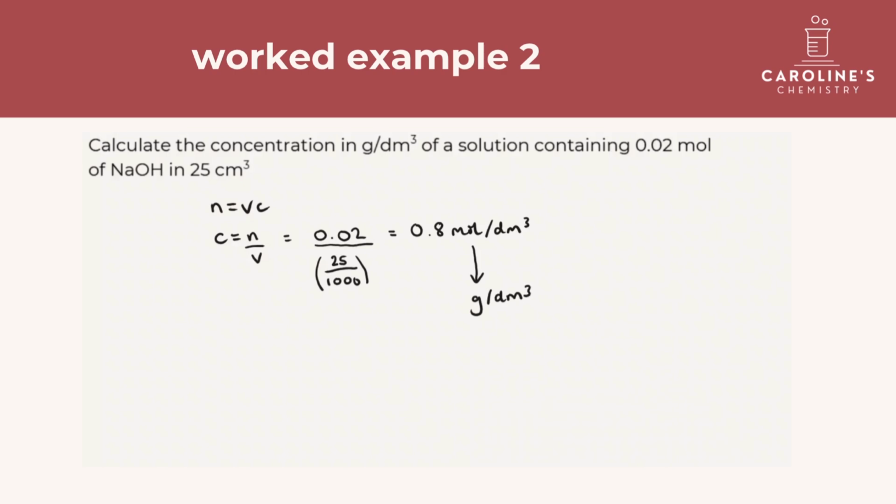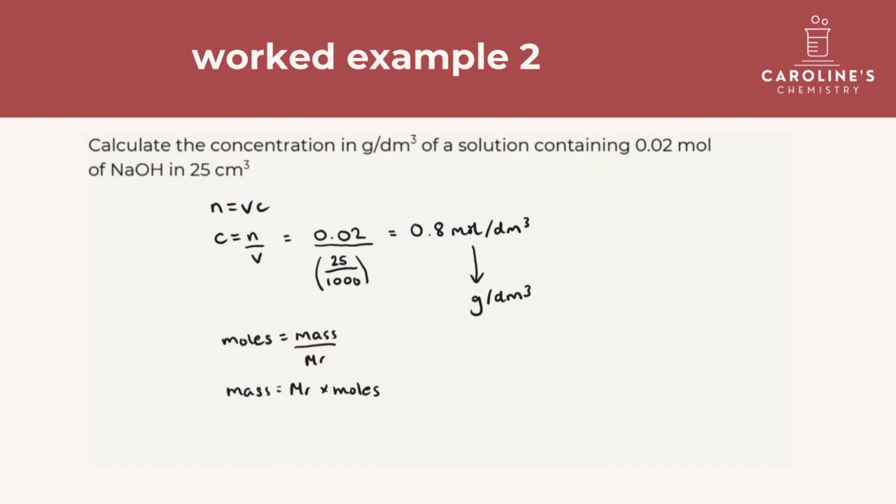How do we convert from moles to mass? Because grams are the units for mass, right? Well, we need another equation. So we're going to use our moles equation. Moles is equal to mass divided by Mr. We are trying to find the mass, we're trying to convert into grams. So let's rearrange this. Mass is equal to Mr times the moles.